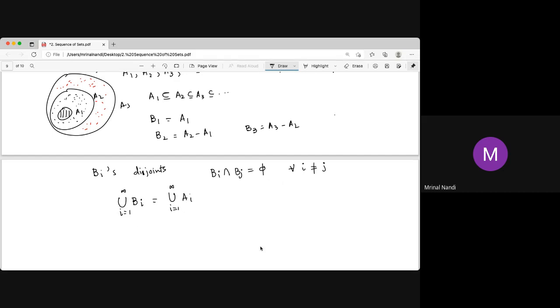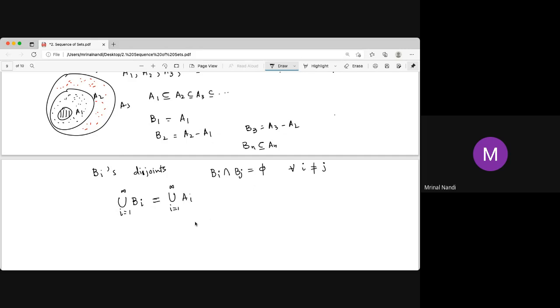You can easily check that taking an element from the union of Bi, you can easily show that it's an element of Ai, because Bi is a subset of Ai. That is the definition of Bi. So Bn is actually a subset of Ai. So one side is easy. So the union over Bi must be a subset of the union over Ai. The other side is also trivial.